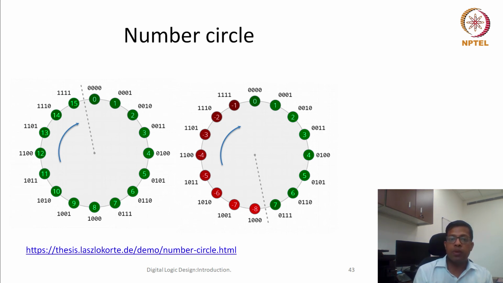Similarly, if I am adding 5 to minus 3, then I am going in a clockwise direction because I am doing addition. I am going 5 steps, 1, 2, 3, 4, 5. So adding 5 to minus 3 is giving me 2.